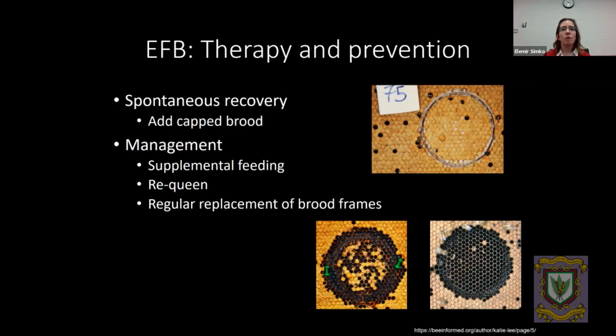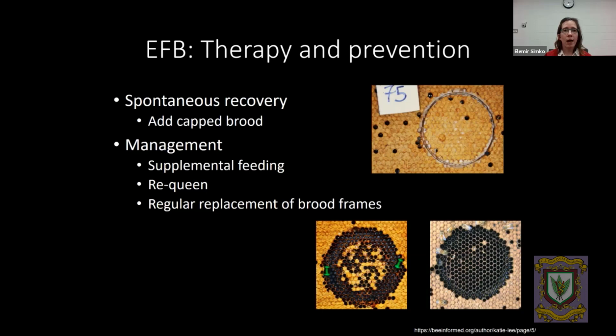So as I mentioned, European foulbrood can be a self-limiting disease and colonies can spontaneously recover. Beekeepers can help this process along by potentially providing capped brood to affected colonies to increase the supply of nursing bees to care for the brood. As well, there are various integrated pest management techniques that are practiced by beekeepers, including supplemental feeding during times of nutritional dearth to improve the colony's access to nutrition. As well, requeening may help the colony to have more hygienic bees, which remove infected brood.